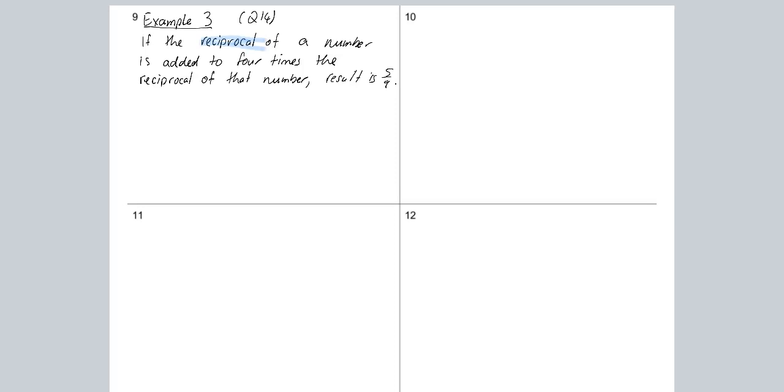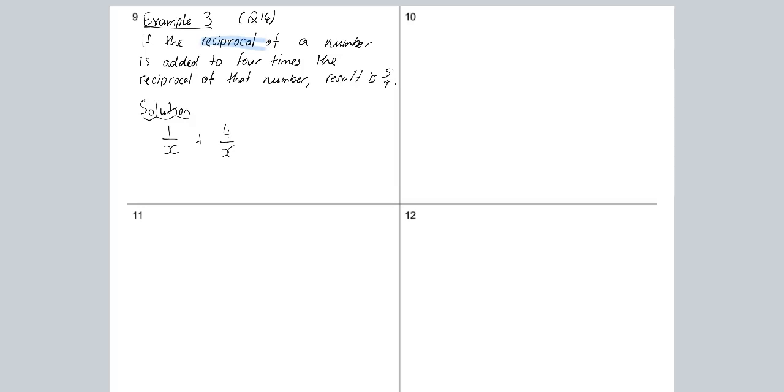Okay, so let's have a look at it. Let x be the number. I'm just starting off with that. So solution. So let x be the number. If the reciprocal of a number, so it's 1 on x, is added to 4 times the reciprocal of that number, that's 4 on x.